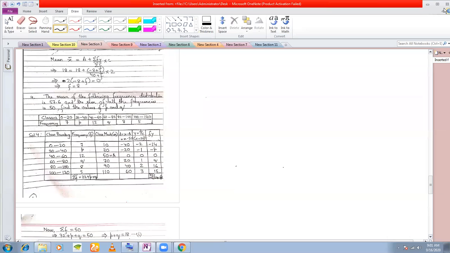The problem here states that the mean of the following distribution is 57.6 and the sum of all frequencies is 50. Find the values of P and Q. Now, if you compare it with the last problem, you will see that in the last problem only the mean was given. The total frequency was not given.